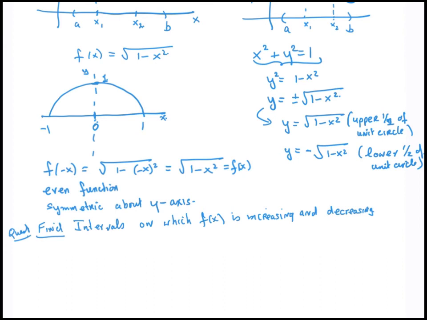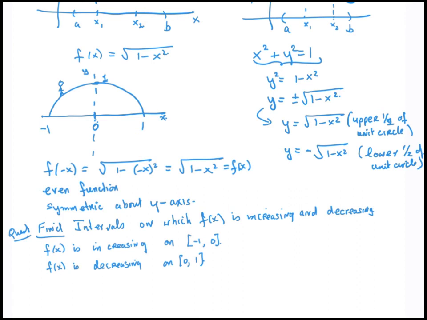Now, using the graph, we see that f of x is increasing on the x interval from minus 1 to 0, and f of x is decreasing on the interval from 0 to 1. So if I'm hiking up this mountain, my elevation is increasing as the x values go from minus 1 to 0, and then it's decreasing as I come down the mountain on the other side between 0 and 1.